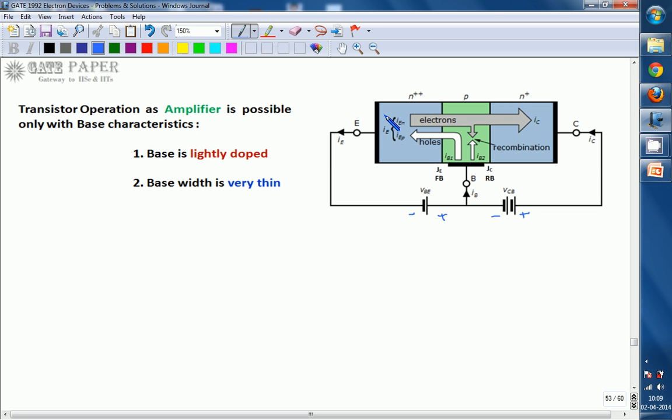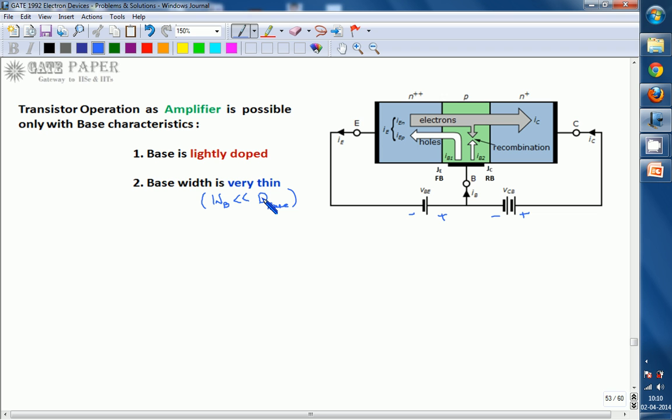Because the emitter base junction is forward biased, a large number of electrons are going to diffuse into the base. And since the base is lightly doped, very few recombinations are going to take place. And since the base width is very thin, the expected number of recombinations also do not take place, because very thin implies that the base width WB is very small compared to the diffusion length of minority carriers in the base.